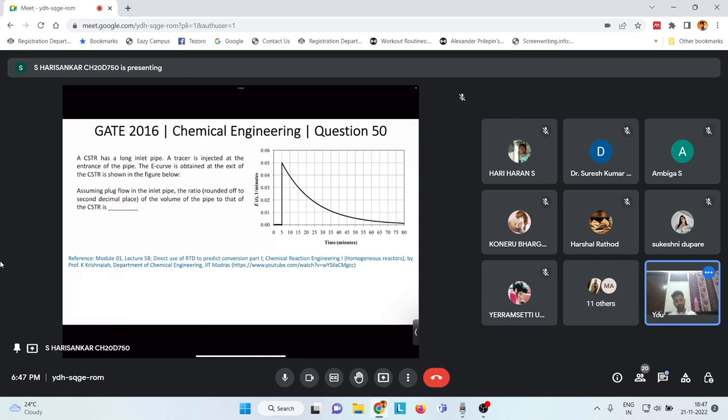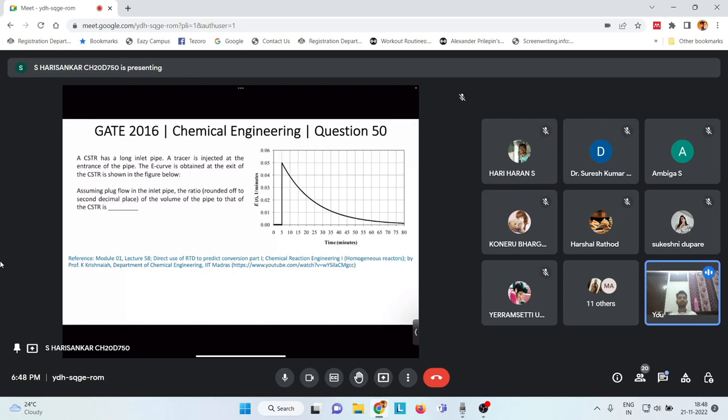So this is a question from GATE 2016 from Chemical Engineering, question number 50. A CSTR has a long inlet pipe and a tracer is injected at the entrance of the pipe. The E curve is obtained at the exit of the CSTR as shown in the figure below. Assuming plug flow in the inlet pipe, the ratio, rounded off to second decimal place, of the volume of the pipe to that of the CSTR is dash.